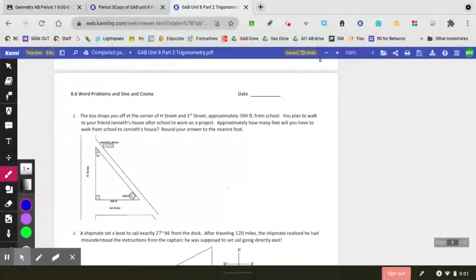So number one, it says the bus drops you off at the corner of H Street and First Street at approximately 300 feet from school. You plan to walk to your friend's house, Janet's, after school to work on a project. Approximately how many feet will you have to walk from the school to Janet's house? Round your answer to the nearest foot.